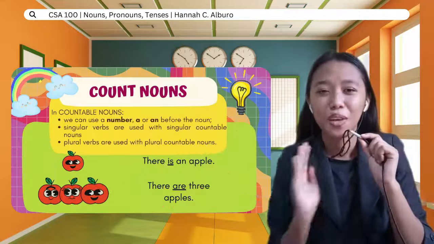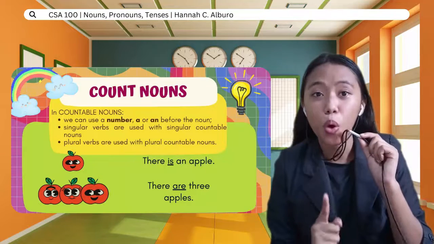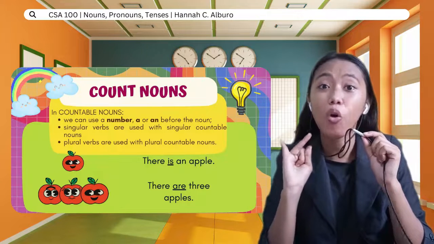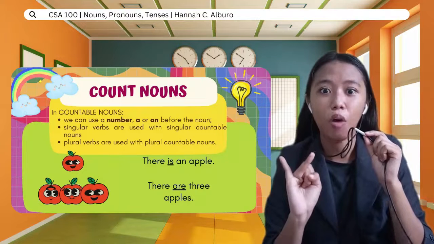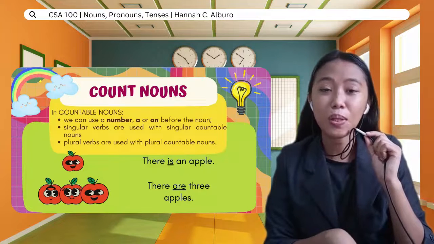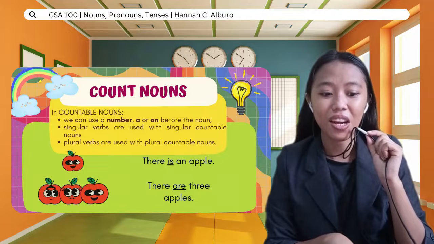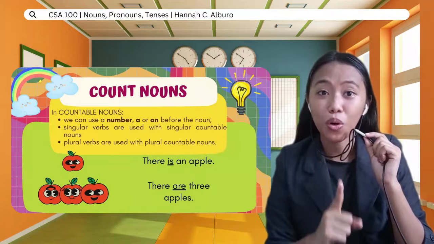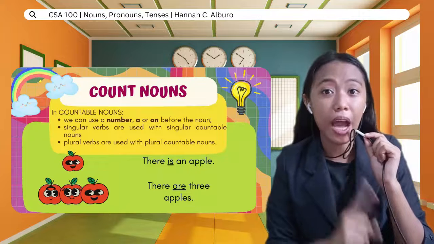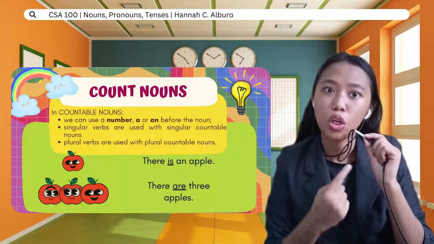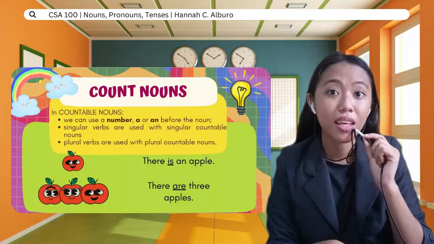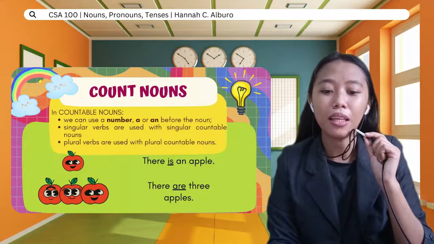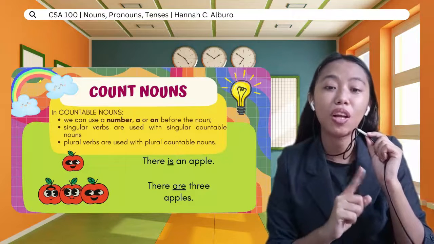Daghang apples. Okay, the next thing that you need to know is that in countable nouns, we can use a number, a or an before the noun, no? So, let's take a look at the first sentence. There is an apple. We used the word an before the noun apple. Of course, an because the word apple starts with a vowel, right?